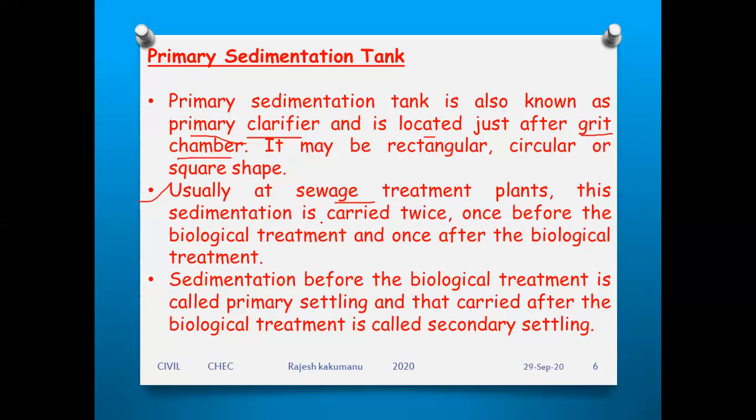The sedimentation before the biological treatment is called primary settling, and the sedimentation after biological treatment is called secondary settling. Both are nothing but the sedimentation process. But the sedimentation going on before biological treatment is called primary settling, and the process going on after the biological treatment is called secondary settling. Got it? Right.